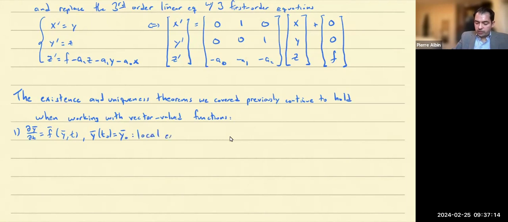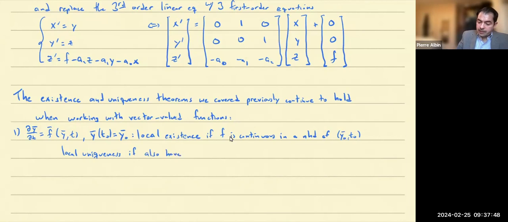So the theorem is just like before. We have local existence if the function f is continuous in a neighborhood of y naught bar, t naught, and local uniqueness if we also have that all of the coordinates of the function f and all of their partial derivatives are continuous in a neighborhood of y naught, t naught. Right?